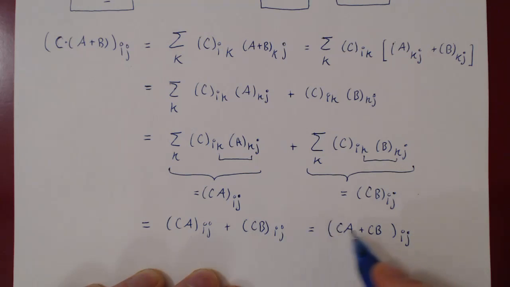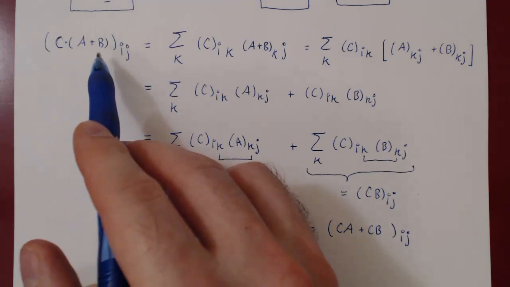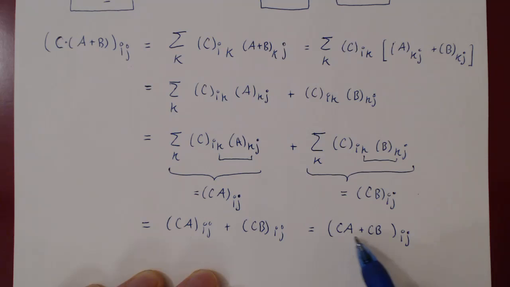If you're not sure about this direction, go backwards. If you're asking, how do I find the entry in the ith row, jth column of the sum of CA and CB? Well, we are simply adding corresponding entries. So the entry of CA in the ith row, jth column plus the entry of CB in the ith row, jth column.